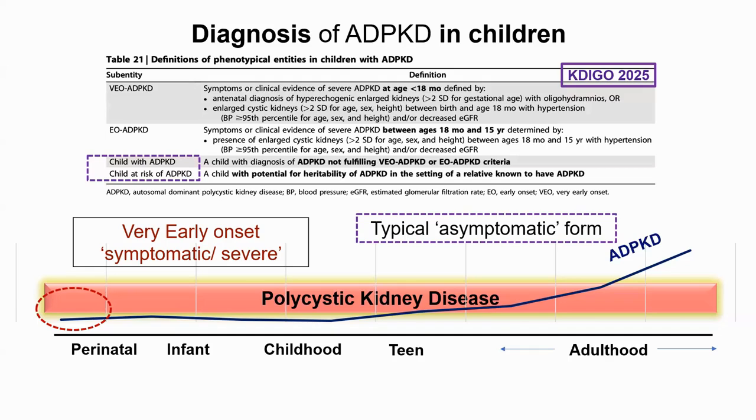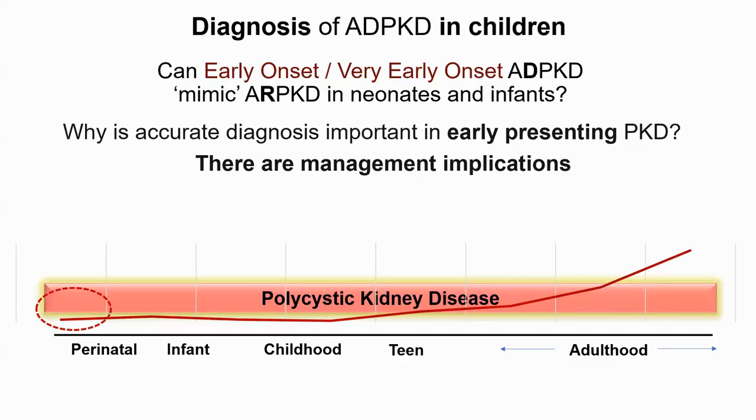But then, as we said, about 2% of all ADPKD can present as a very early onset symptomatic or severe cystic kidney disease. And that is something that will come to clinical attention much earlier. It is a very distinct entity that a pediatric nephrologist would see. It cannot be missed and needs to be accurately diagnosed, not to be confused with ARPKD, because management implications are very different in early onset, say a neonate presenting with ADPKD versus ARPKD. So that's something that needs to be recognized.